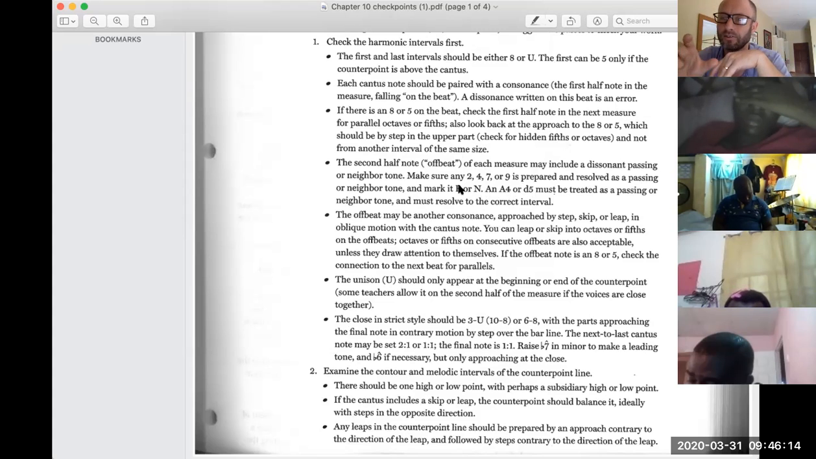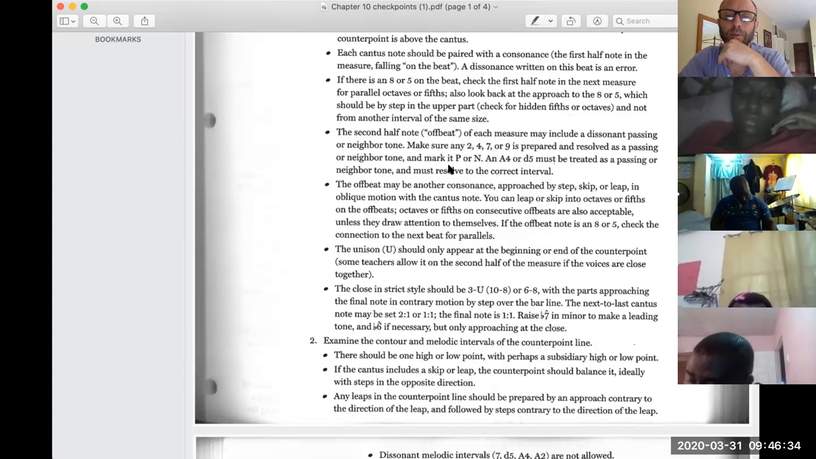So either the dissonance is filling in the gap of a third, it's the one in the middle, or it goes to the dissonance and back again. So passing tone up, passing tone down, neighbor tone up, neighbor tone down. That's the only way you can have a dissonance, and it must be on the second beat of the bar. The offbeat may be another consonant. It doesn't have to be a dissonance on the second beat.